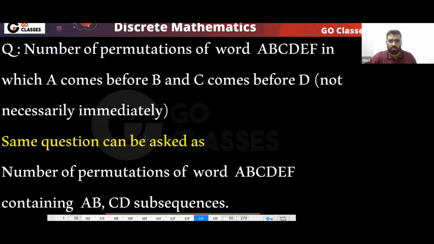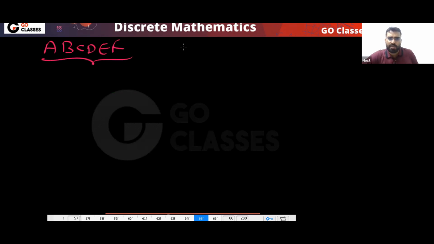So tell me the answer for this now. I am taking many variations. You can check every variation. Now you have A comes before B and C comes before D. So I want the AB subsequence and the CD subsequence. You should have AB. You should have CD. Now what is the answer? A, B, C, D, E, F. A should come before B, and C should come before D. This is what you want.